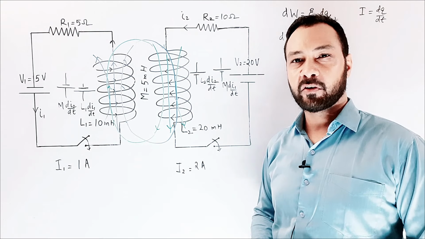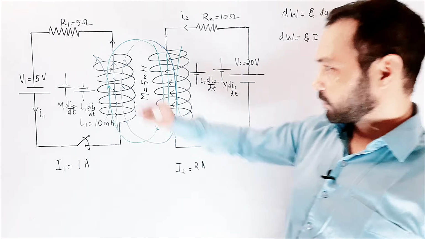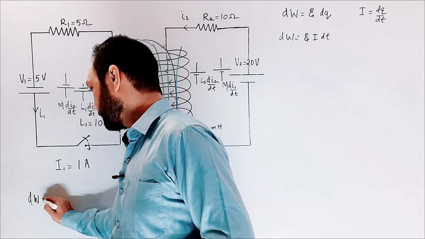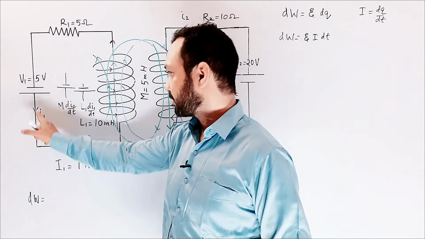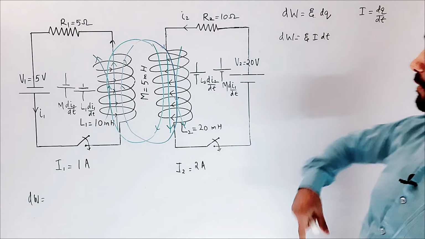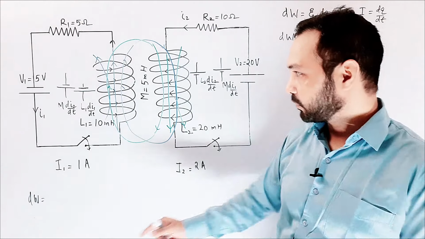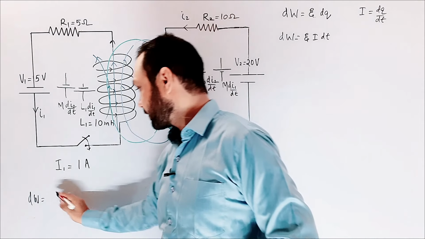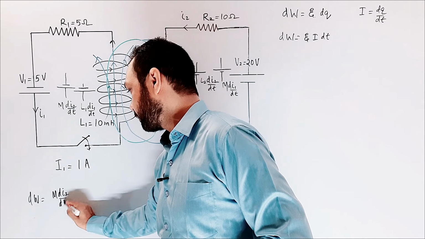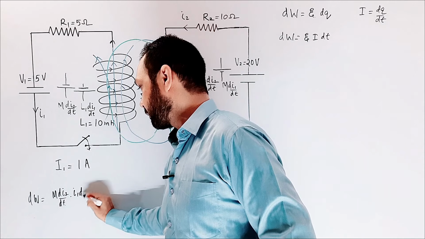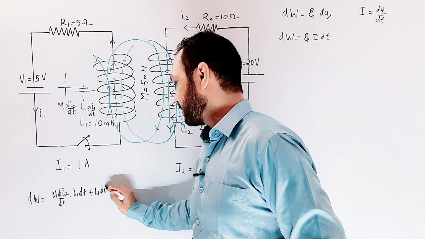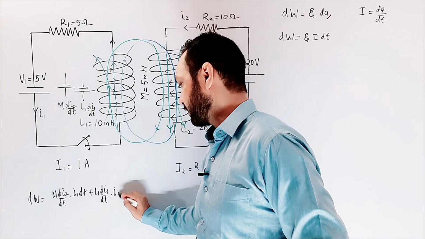So now the total work done by the battery. First I'll write the work done in a very small time dt. First of all, the work done by this battery against these two EMFs. So dW is equal to the current sent by this battery, I1, in place of I, and in place of E the EMFs it has to work against. Against this EMF, in little time dt, that will be M di2 by dt into I1 dt, and against this EMF, L1 di1 by dt into I1 dt.